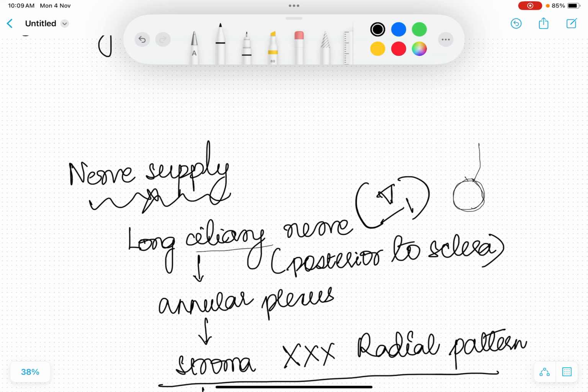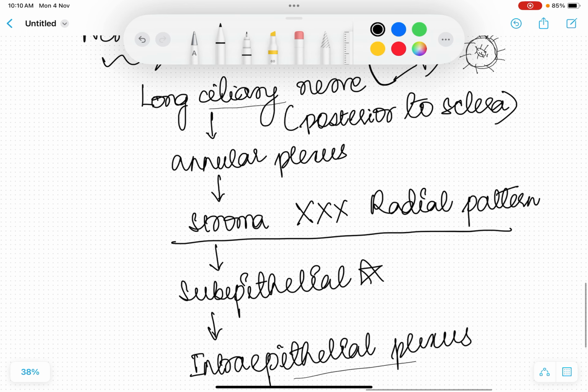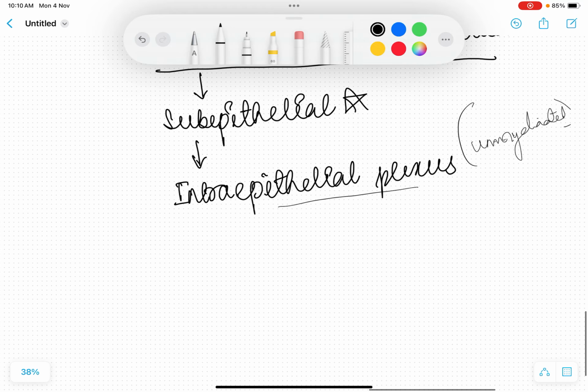At the limbus, it forms the annular plexus. Now these nerves are myelinated here. Then it enters the stroma in a radial pattern, then enters the Bowman's membrane and forms the subepithelial plexus, and then enters the epithelium forming the intraepithelial plexus, and these nerve fibers are unmyelinated. Now these unmyelinated fibers are one of the contributions to the transparency of the cornea.